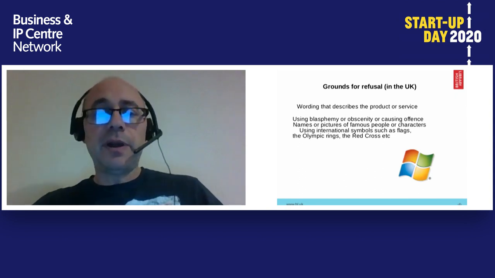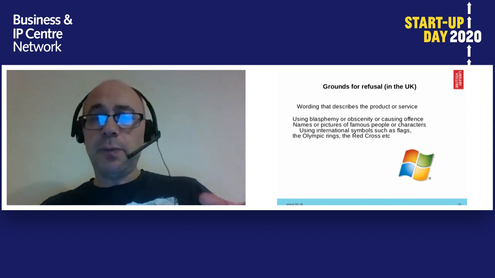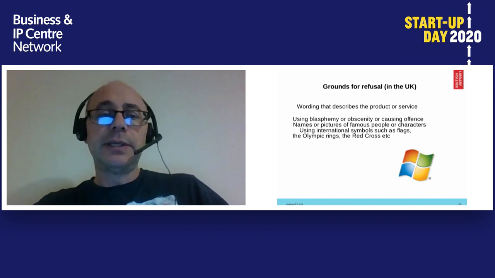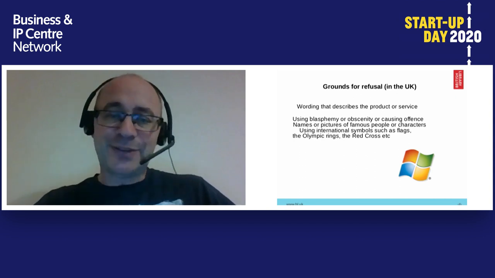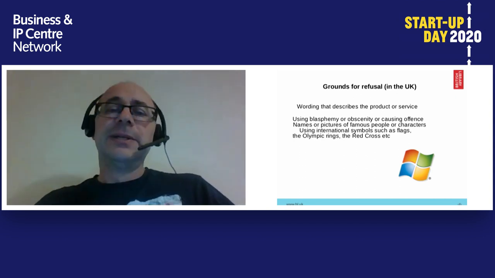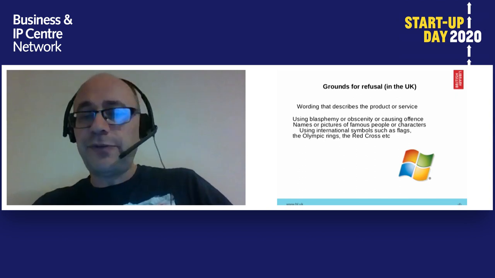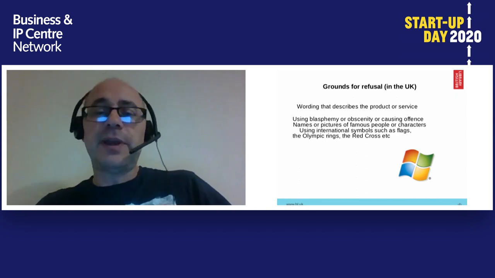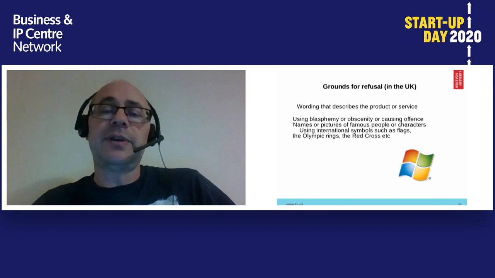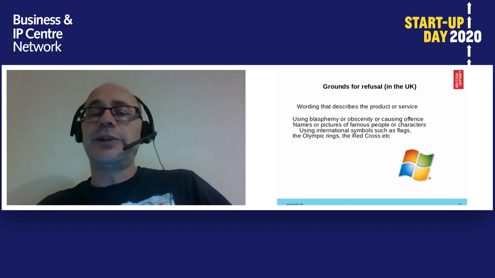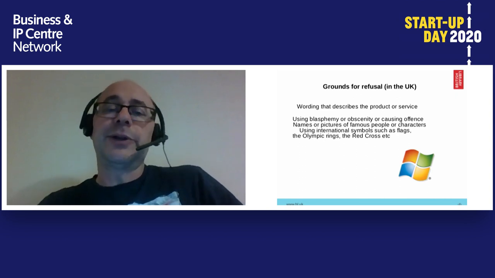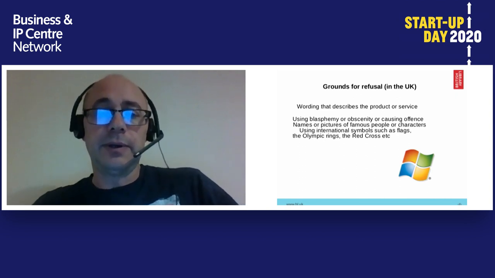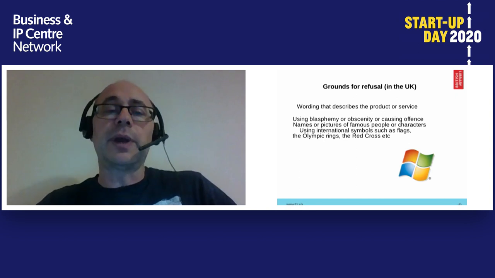So FYI, here's some things to be aware of when applying for trademarks. I'm going to start with the second paragraph: obvious things to avoid, anything causing offence, obscenity, blasphemy, names of people or pictures of famous people, there's copyright implications there to begin with. International symbols and characters, generally no. You won't get a trademark with those because they're already in use, and there's the confusion issue there straight away.